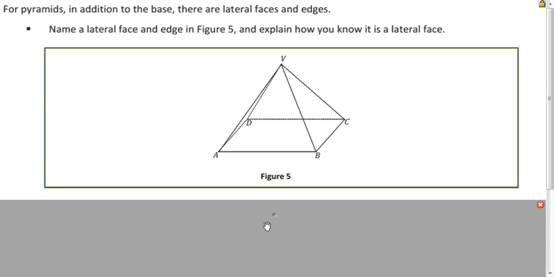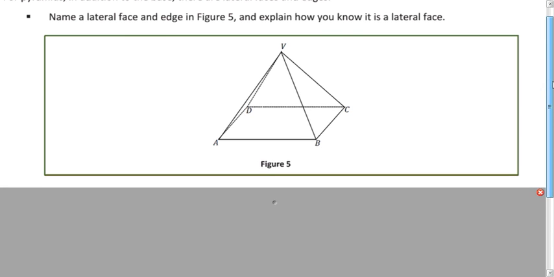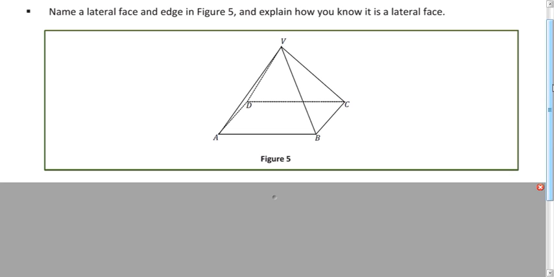So I'd like you to try this example. I want you to name a lateral face and edge and explain how you know that you have a lateral face. So try that and I'll show you my solution.